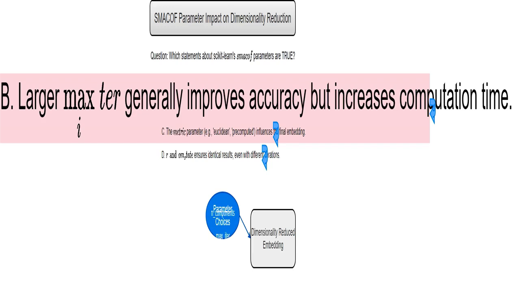This statement is true. max_iter sets the maximum number of iterations the algorithm runs. More iterations generally mean a more accurate result, because the algorithm gets closer to the optimal solution. However, this comes at the cost of increased computation time. It's like repeatedly refining a sculpture. Each iteration improves the final product, but takes more time and effort.